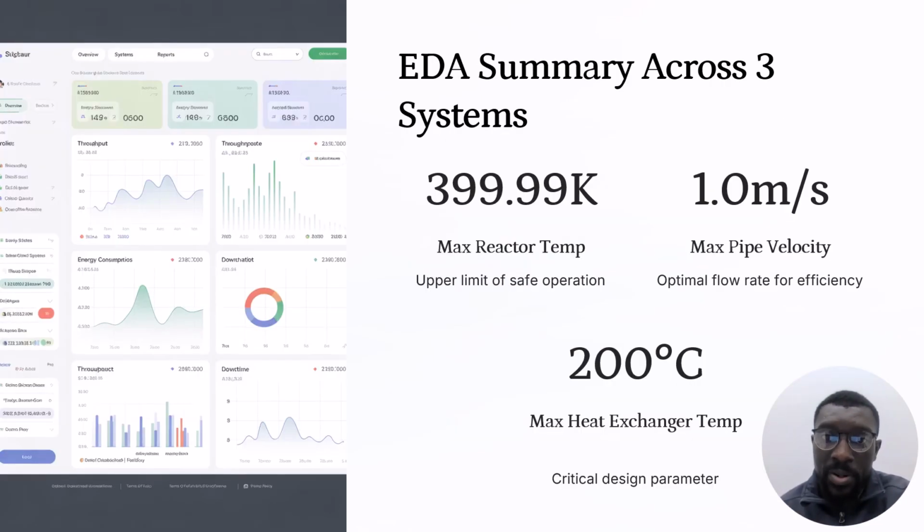On our exploratory data analysis summary across the three systems, we observed close to 400 Kelvin as the maximum reaction temperature, the upper limit for safe operation, and 1 meter per second for the maximum pipe velocity to optimize the flow rate for efficiency. And then the maximum heat exchanger temperature was 200 degrees Celsius, which was considered a critical design parameter.